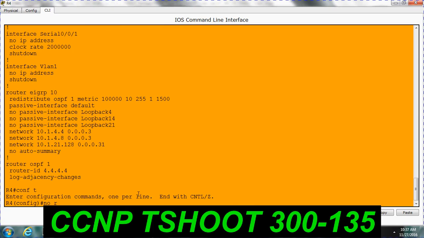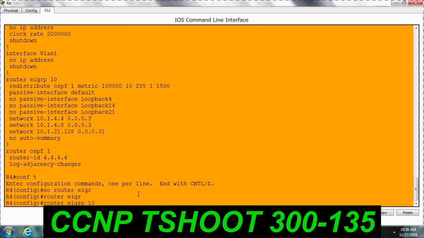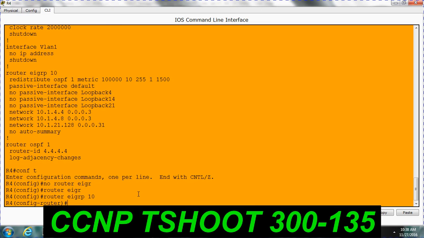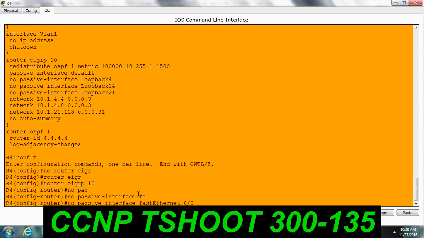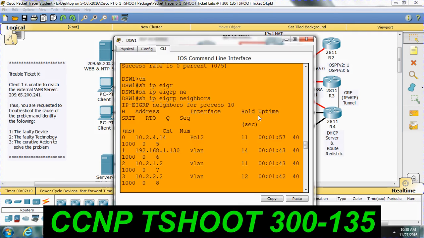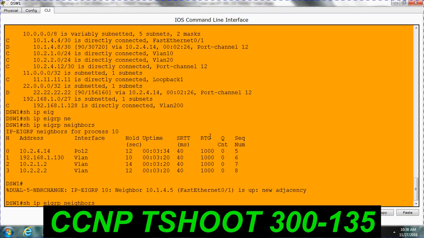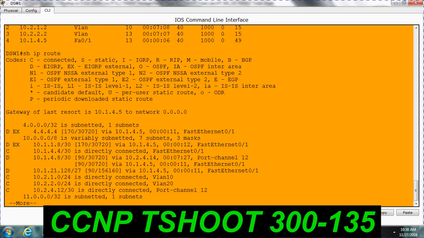Config t, router EIGRP 10. EIGRP 10, no passive interface FastEthernet 0/0. See, neighborship was up. See, the neighbor was up. So with show ip route, you will learn the routes.